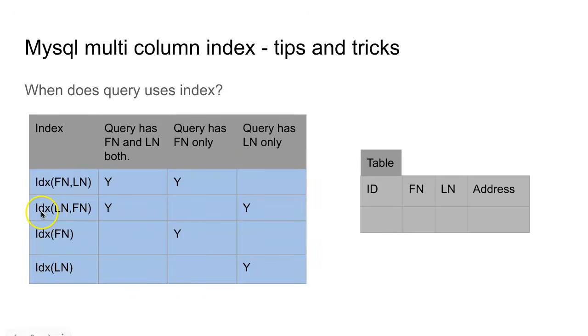Similarly, if we reverse the order, then the index cannot be used for a query which has first name only. So what we should do in general, if our queries have both of these as criteria, is create one index on first name and last name, and one more index on last name. If you have an index on first name and last name, then creating another index on only first name is redundant, because the multi-column index itself is covering the first name only query.